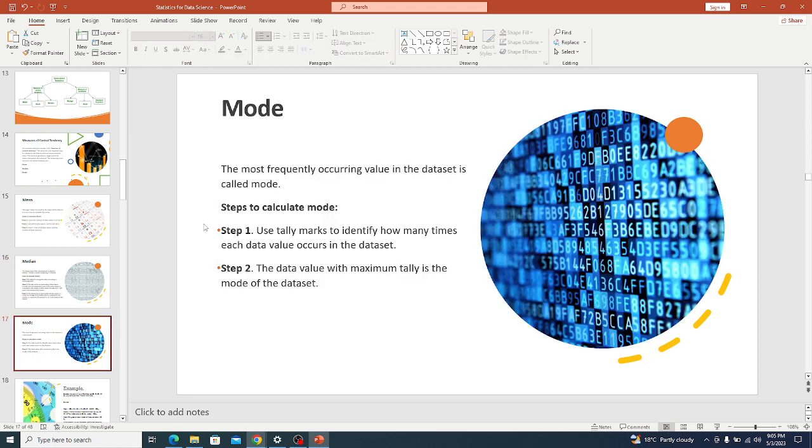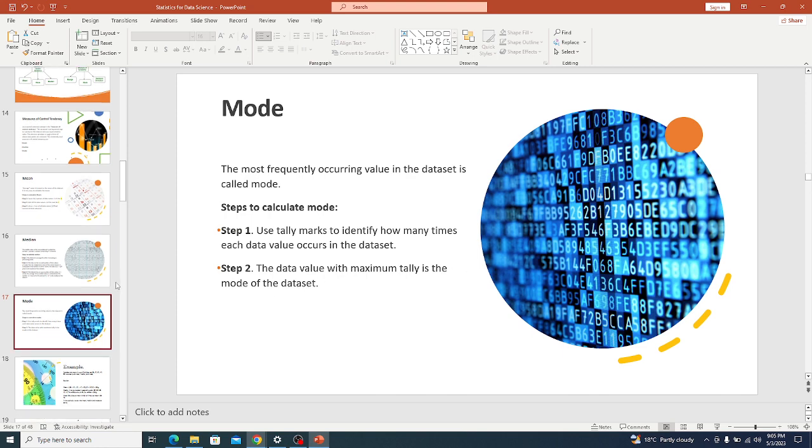Cool. What about mode? We've said that mode is the most frequently occurring value in the data set. It is called mode. Yes. So for this, use tally marks to identify how many times each data value occurs in a data set. The data value with the maximum tally is the mode.